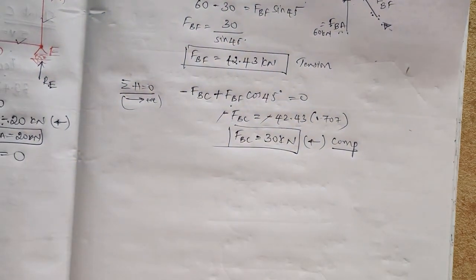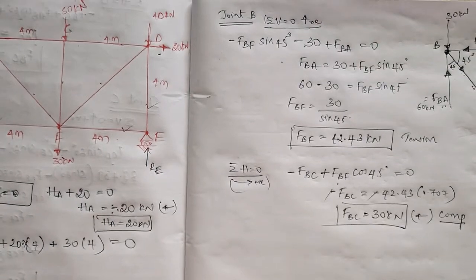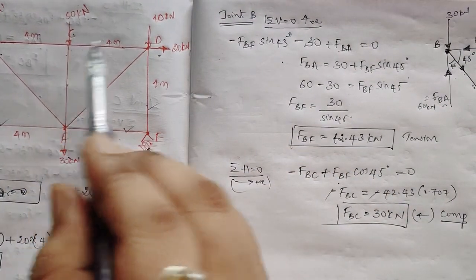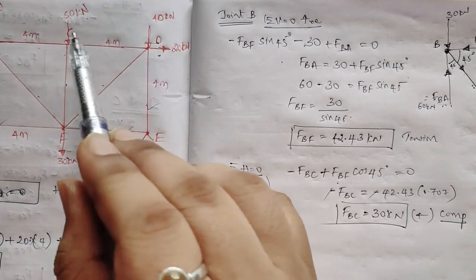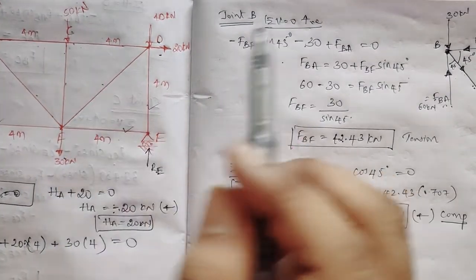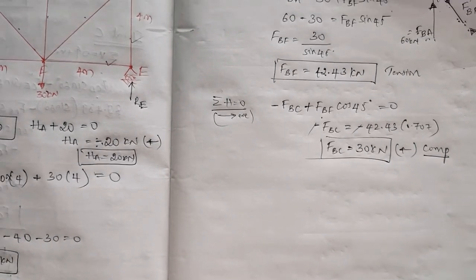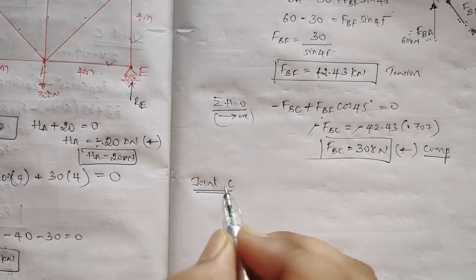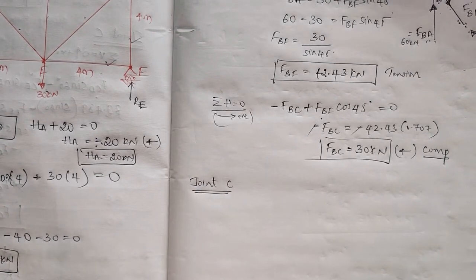Okay, now what is remaining? I took joint D. C is remaining now. Either you take joint D or joint C, you will get the answer. So I'll take both now. First I'll take joint C, and I'll show joint D also.